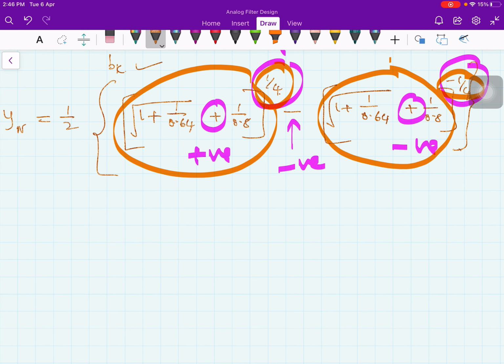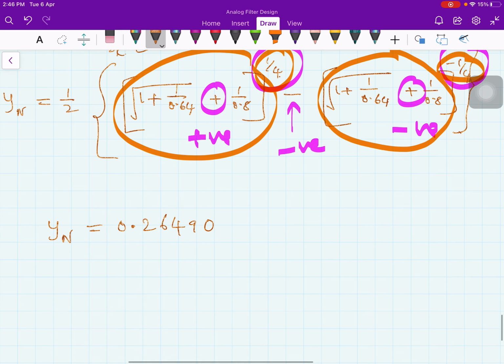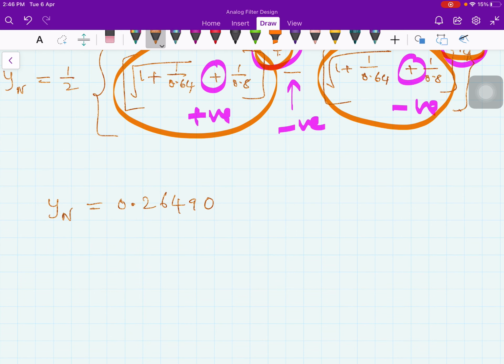So this works out to 0.26490. If you ask me whether this 0 is insignificant, I could have omitted this 0, but it shows that I have corrected up to 5 places of decimals.